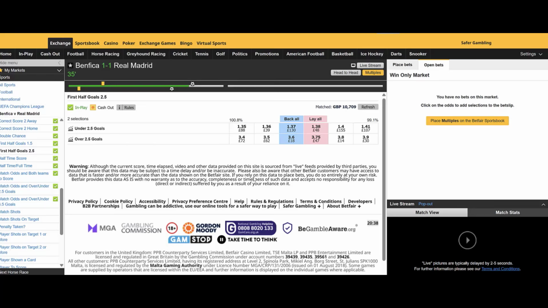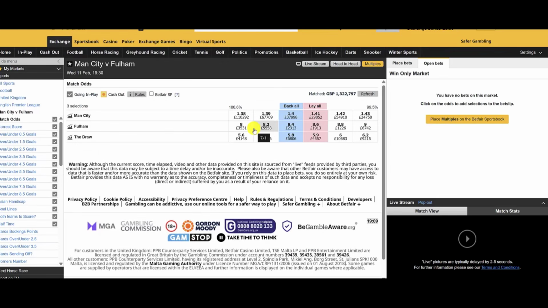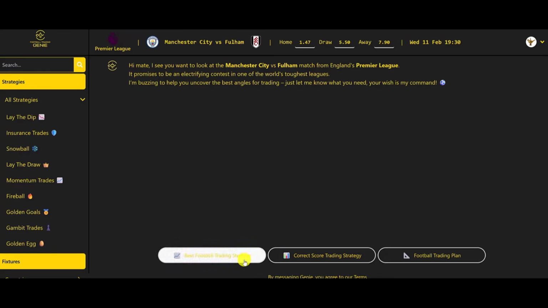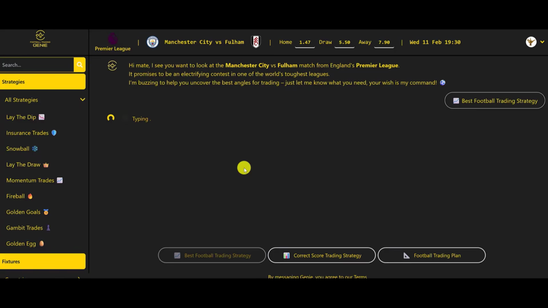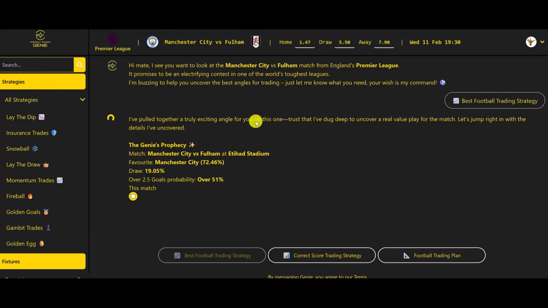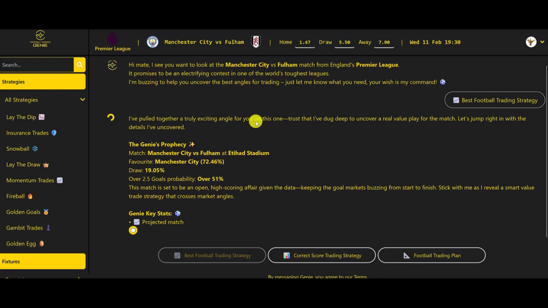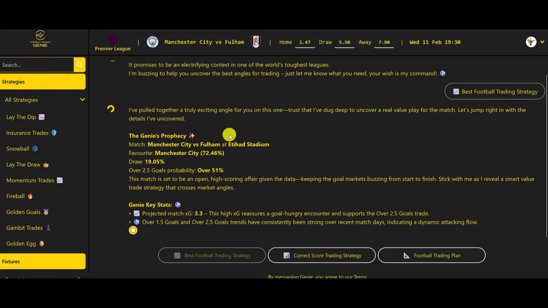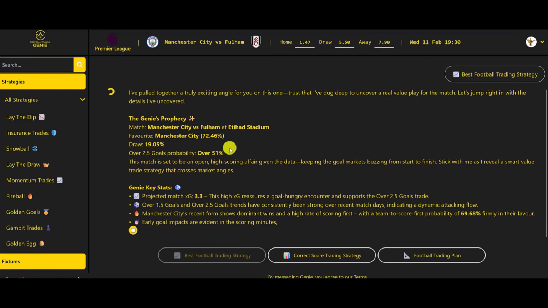Benfica 1, Real Madrid 1. Manchester City against Fulham from the English Premier League. We're going to be trading this one. We're going to use AI to help us trade it. So let's see what the Football Trading Genie says about this one for some sort of entry into the market on this. Already crunching the numbers as we can see.